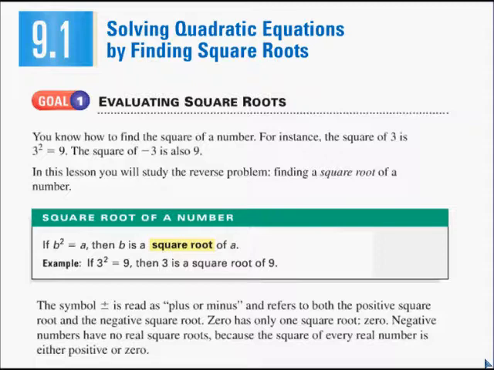In this lesson, you will study the reverse problem, finding the square root when given the number. The symbol ± is read as plus or minus and refers to both the positive square root and the negative square root. 0 has only one square root, and that would be 0. 0 times 0 is the only way to get to 0. Negative numbers have no real square roots, because the square of every real number is either positive or 0. Because when you square two negatives, negative times negative, you will end up with a positive.